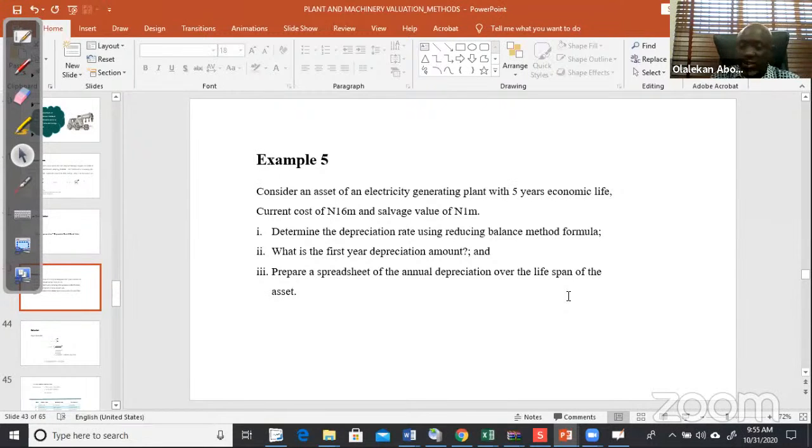As a matter of fact, question 1 can be subsumed in question 3. If you get the table of annual depreciation over the lifespan of the asset, in just 5 years, then you just pick the depreciation for year 1 there. That answers question 2. Or you just apply the formula, cost multiplied by the depreciation rate. That will give you the depreciation for year 1. So let's quickly see how to solve this.